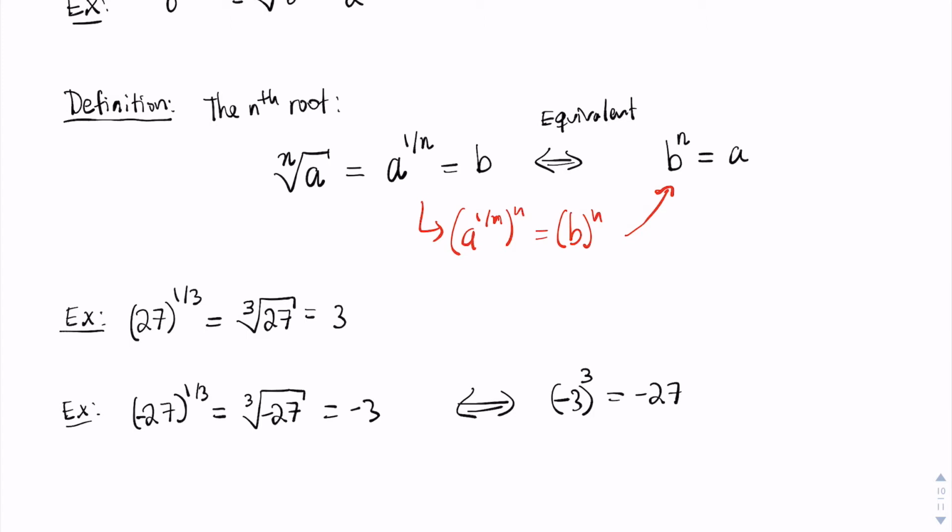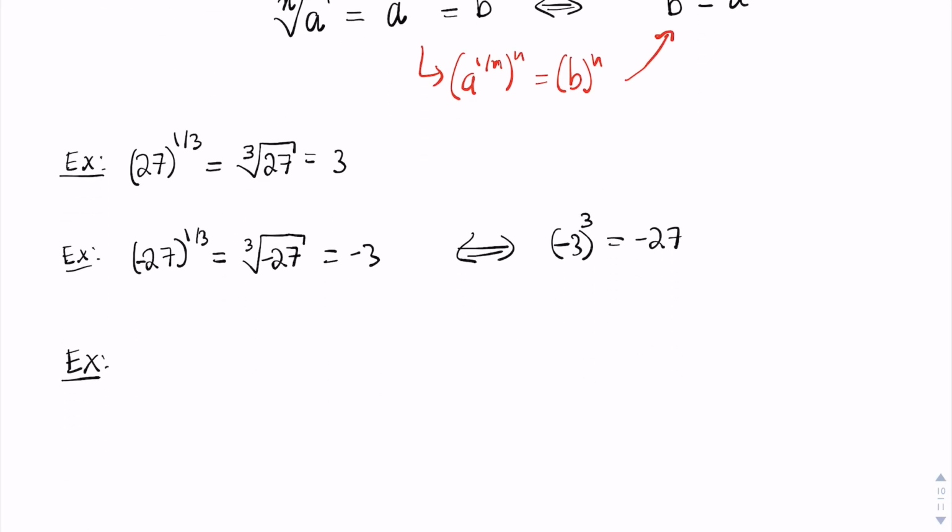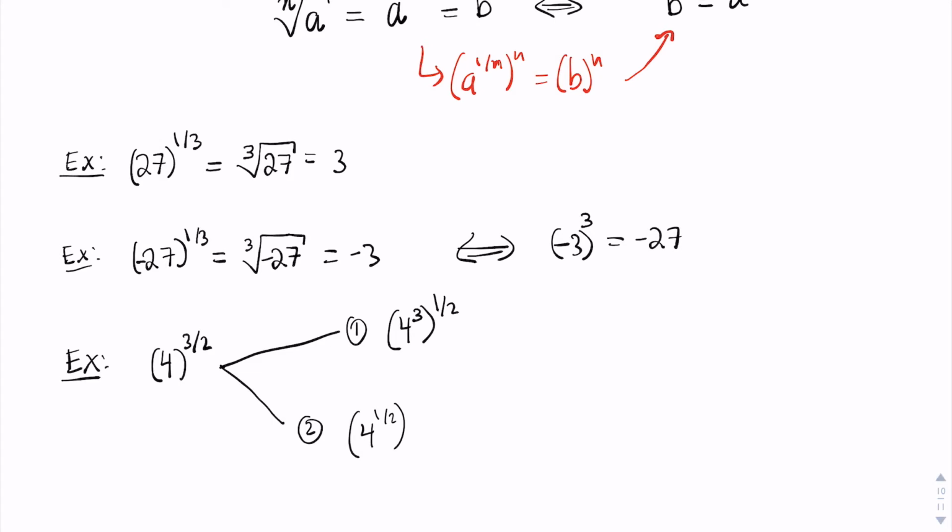And what about this one over here? Here's another example. What would you get if you do 4 to the 3 over 2? Cube root squared. So it's the square root of the cube, so it's 8. You can think about it two different ways. Number one, you can think about it as 4 raised to the third and then raise this to the 1/2. Or someone else might say, why don't you do the 1/2 first, so 4 to the 1/2 and then raise this to the third power.